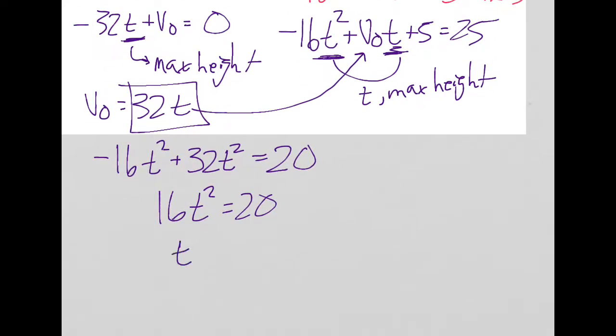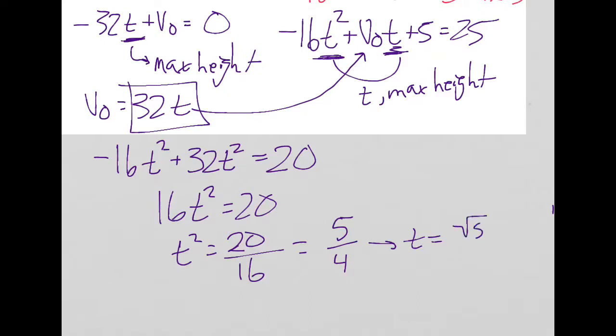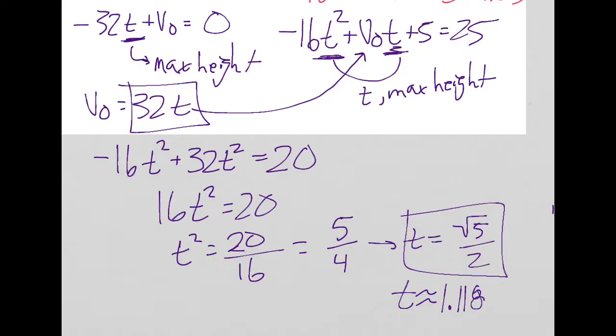And so t squared equals 20 over 16, which is the same as dividing the top and the bottom by 4: 5 over 4. And so if I want t, then I will get t equals the square root of 5 over 4, by taking the square root of that fraction. So that is approximately 1.118, I believe.